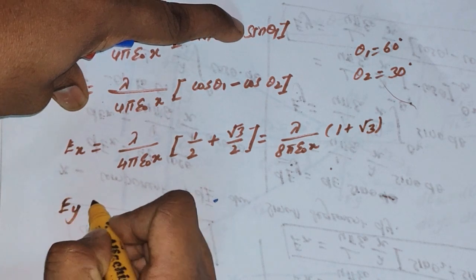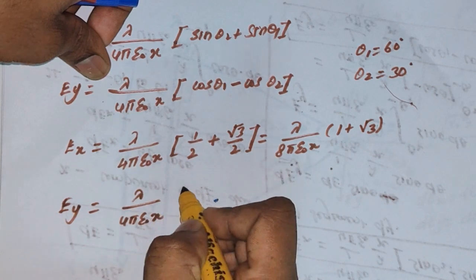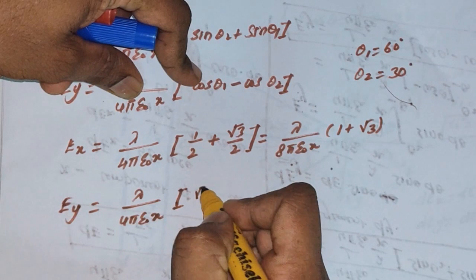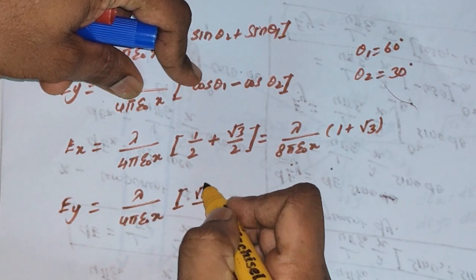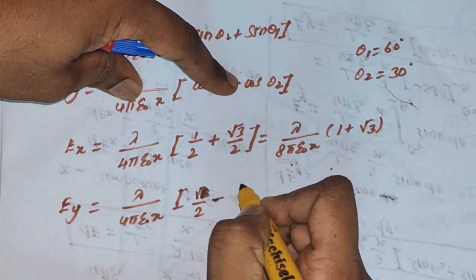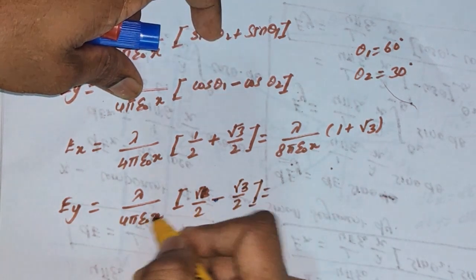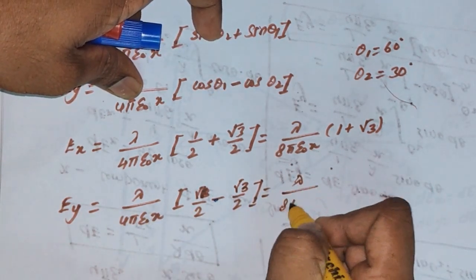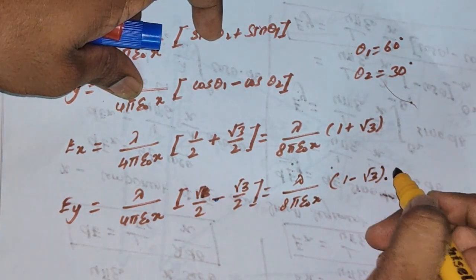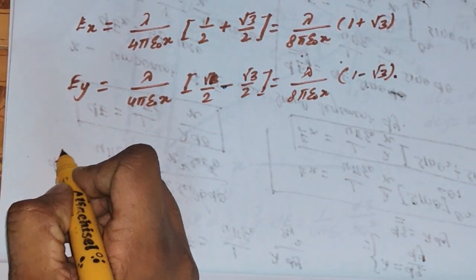If you want to calculate Ey, it would be equal to lambda by 4 pi epsilon naught x, times cos theta 1, which is cos 60, that is 1 by 2, minus cos theta 2, which is cos 30, that is square root of 3 by 2. Taking the denominator common, it gives lambda by 8 pi epsilon naught x, times 1 minus square root of 3.